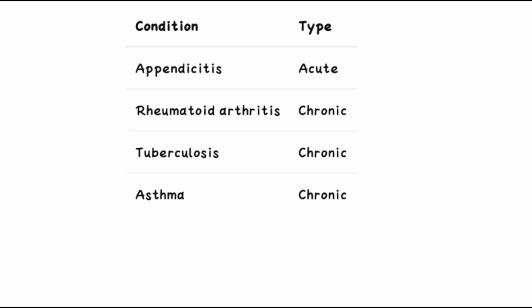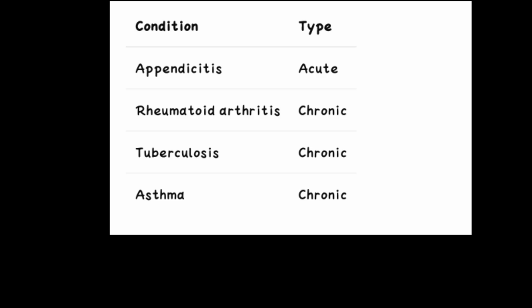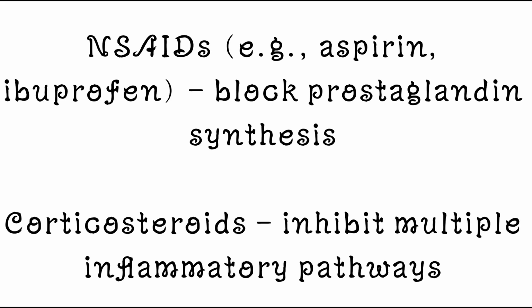So clinical examples: there are acute and chronic types, with various conditions. Rheumatoid arthritis, tuberculosis, and asthma are the chronic type, whereas appendicitis is an example of the acute type. Then anti-inflammatory drugs, aspirin and ibuprofen, block prostaglandin synthesis, whereas corticosteroids inhibit multiple inflammatory pathways.